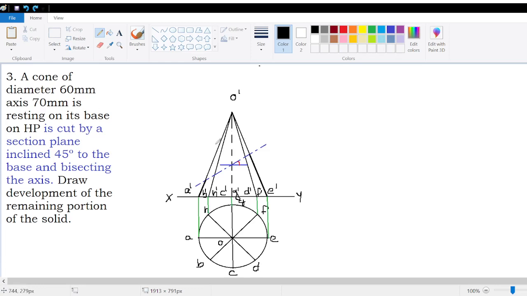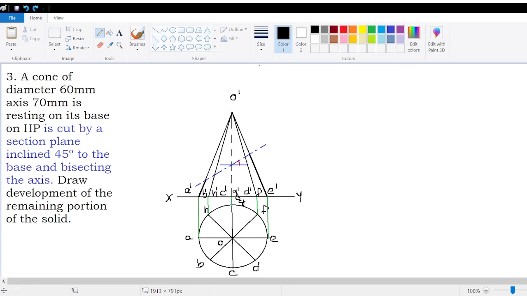For that, we need to find out which of these slants will give the actual dimension. If you see, O dash A dash and O dash E dash will have the same dimension, but O dash B dash or O dash G dash will be reduced in length. So you have to find out which slant edge will give the true length in the elevation. For that, you look at the plan. In the plan, you can see that only OA or OE is parallel to the XY line. So either O dash A dash or O dash E dash will give the true length.